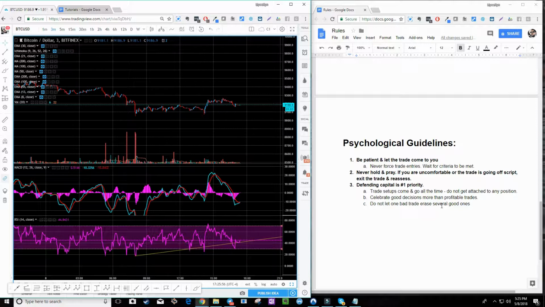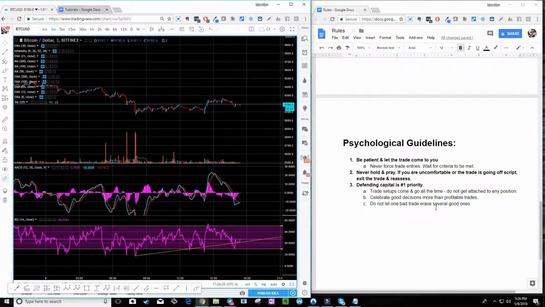Wait for RSI to close in the overextended regions. Wait for the trend line to develop. If it crosses the close line or the sell line, close the trade. It takes a lot of the thinking out of it, but it also takes a lot of the guesswork and the volatility out of it. Never hold and pray. If you're uncomfortable, or if the trade is going off script, just exit the trade and reassess where you're at.